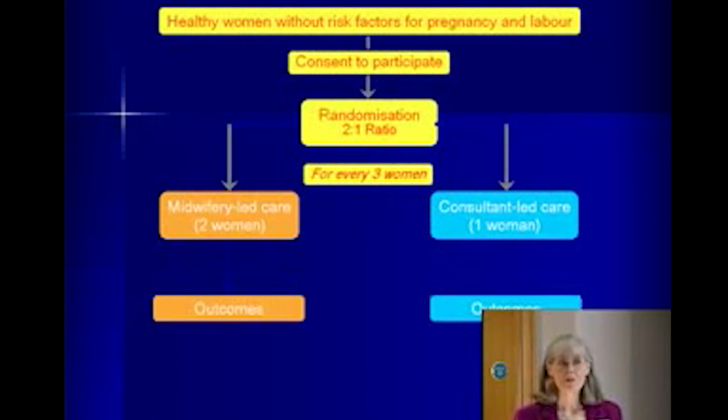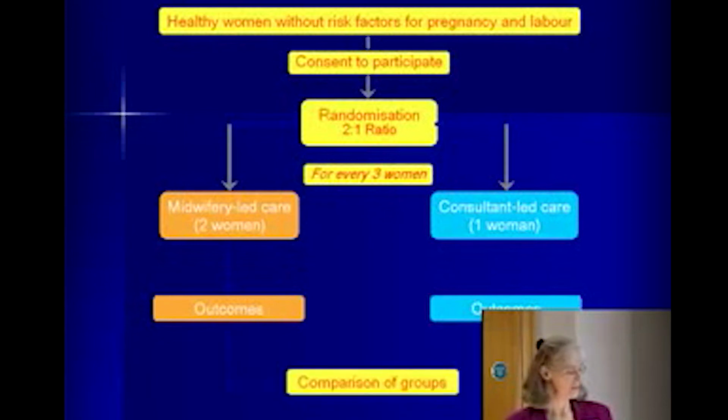So the stage we're at the moment, the trial ceased over a year ago, and we've been collecting up the outlying data, and we're just about to start analysing the outcomes and comparing the 2 groups. So that's how the randomisation works in an RCT.